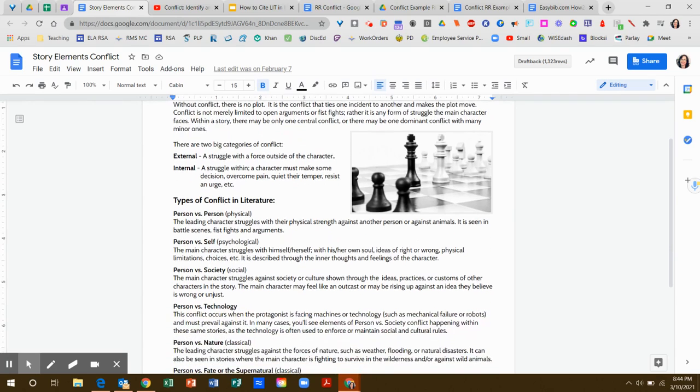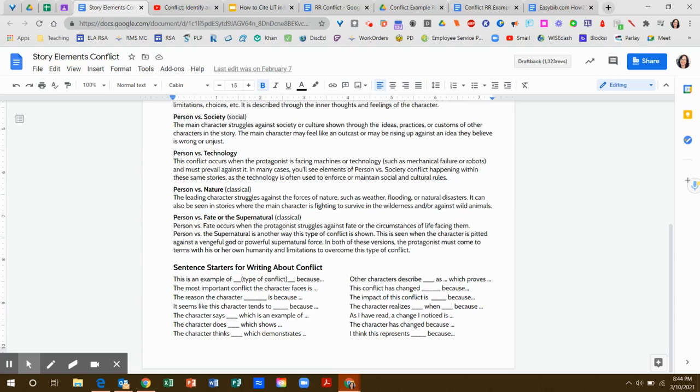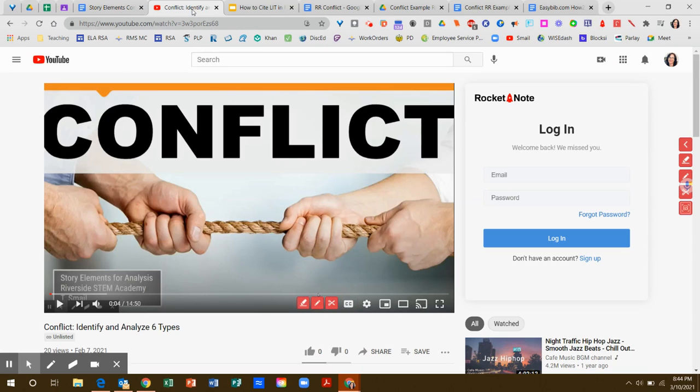So one of the resources you can use is this sheet that has notes and definitions about the different types of conflict. It also has some sentence starters to help you get your thinking going and get ready to write about what you're noticing. There's also a video that we've used in the past that's a lesson about the 6 types of conflicts. And in that video, I also give you some examples in popular young adult literature so that you're able to kind of see how each of those conflicts shows up in those stories.